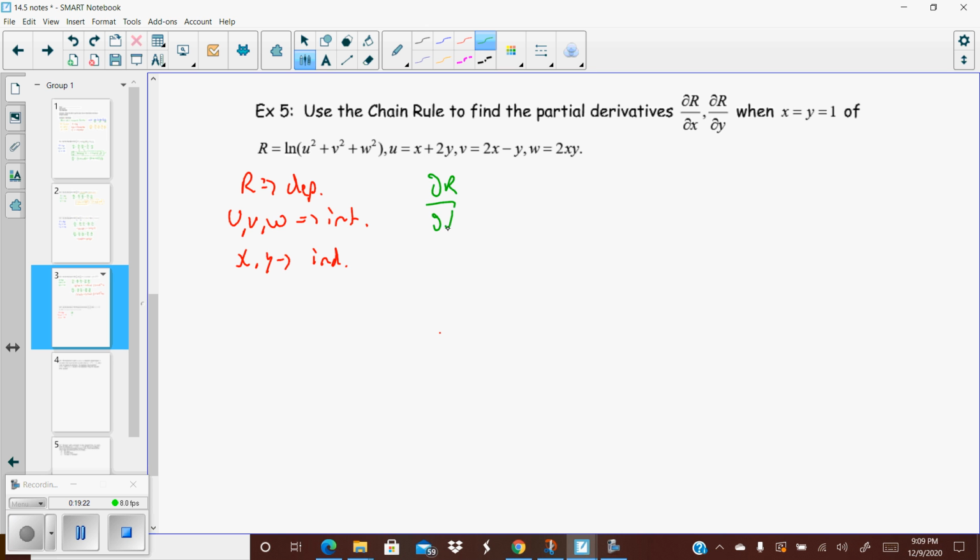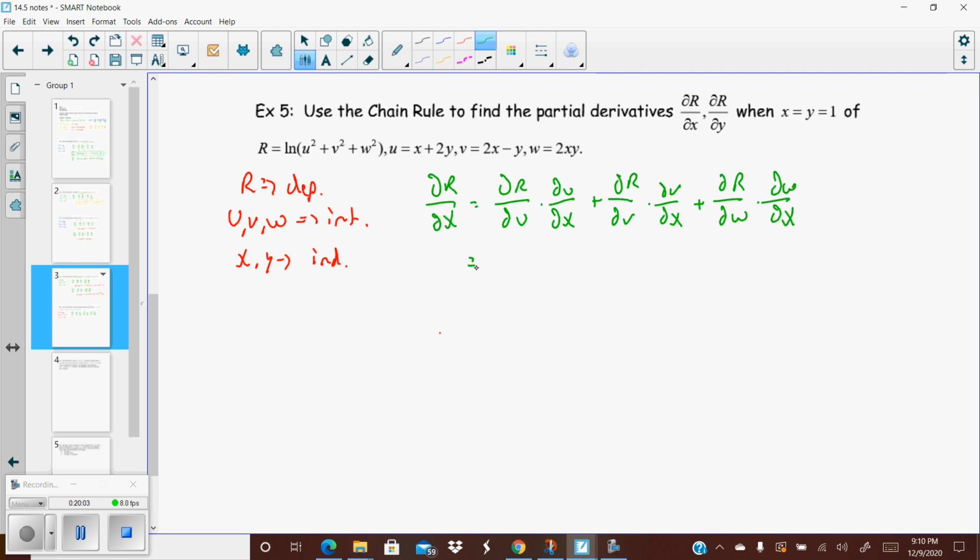Partial of r with respect to x is the partial of r with respect to the first intermediate, which is u, times partial of u with respect to x, plus partial of r with respect to the second intermediate, which is v, times partial of v with respect to x, plus partial of r with respect to the third intermediate, which is w, times partial of w with respect to x.